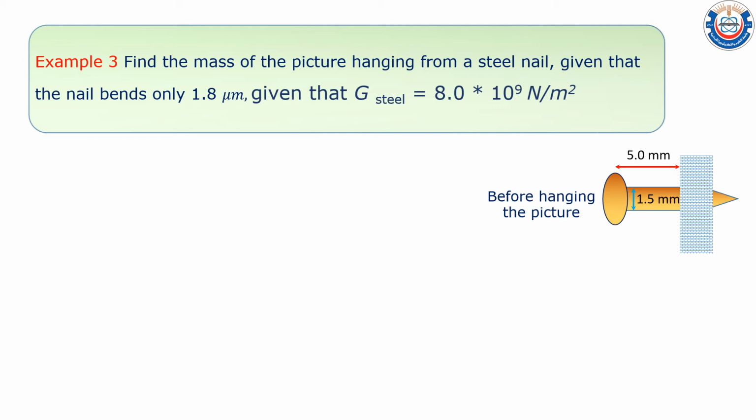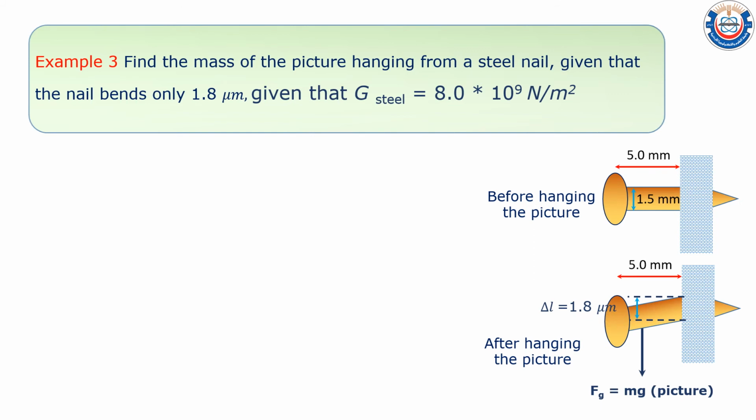But after hanging the picture, look at this figure here. This nail is already bent by an amount of 1.8 micrometer, and you can notice here the only force exerted on this nail is the force of gravity, which represents the weight of the picture. How do we calculate the force of gravity exerted on this nail? We know that the cross-sectional area of the nail equals pi times r square in this case, which is equal to 1.77 times 10 to the power minus 6 meter square.